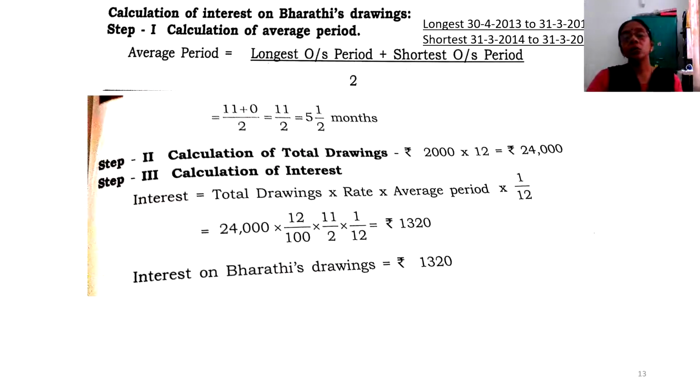The total drawings: 2000 into 12. Again, I told you several times, the frequency accounts for the computation of the total drawings. Irrespective of beginning or end, if the drawings happen monthly, naturally the amount should be multiplied by 12 only. Then you calculate the interest using the formula total drawings into rate into average period into 1/12. So thereby you get an answer of 1320.